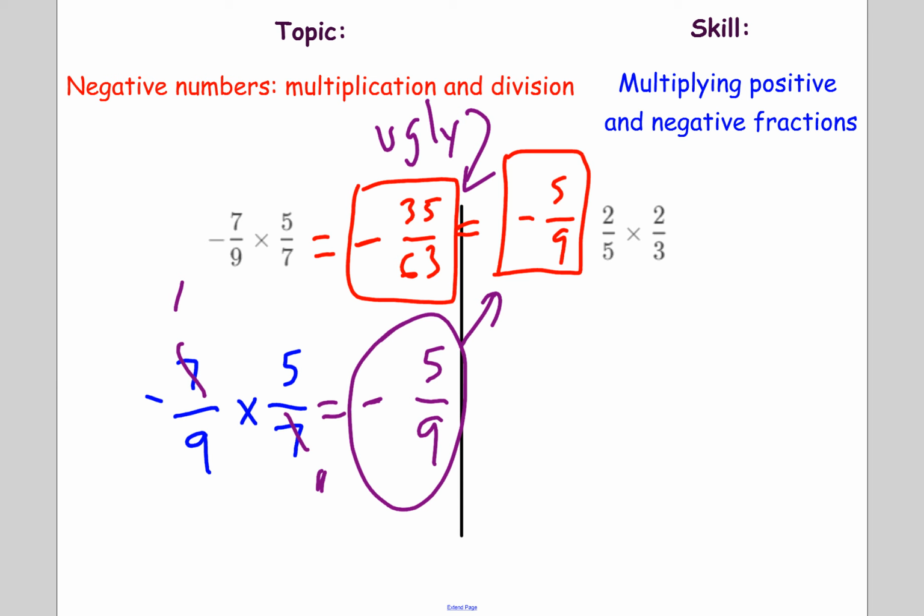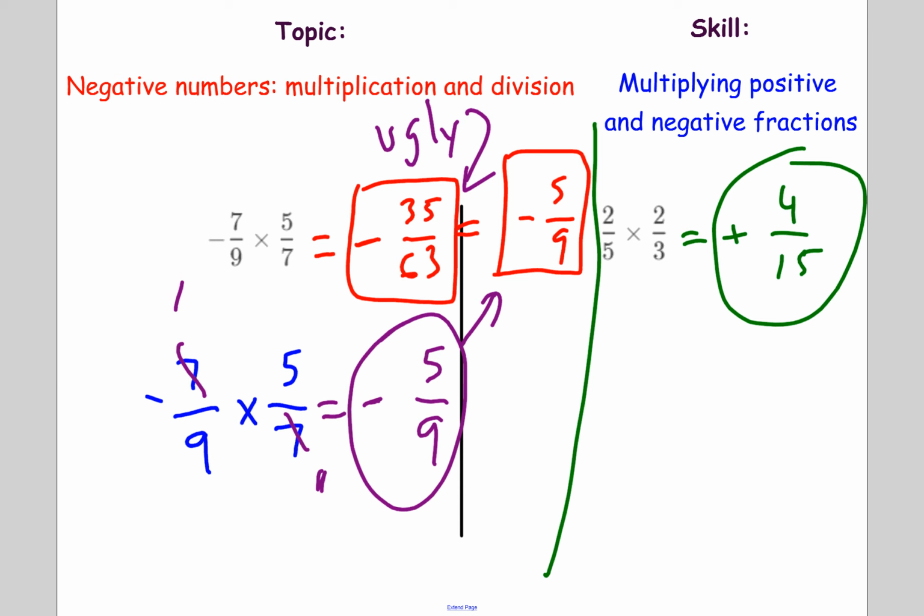All right, so let's look at the next problem. We'll do this one in green. Here you go, 2/5 times 2/3. Well, first of all, they're both positive, so the answer is going to be positive. We don't have to worry about the sign. And can I simplify anything before I multiply? Well, 2 and 5, no. 2 and 3, no. Same thing, 2 and 5, 2 and 3, can't simplify. So now I can just multiply straight across. 2 times 2 is 4. 5 times 3 is 15. You have 4/15 is your answer.